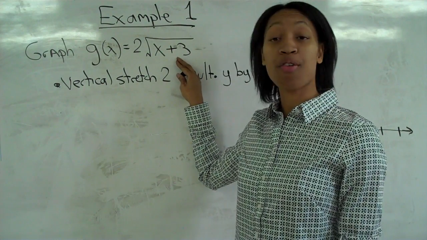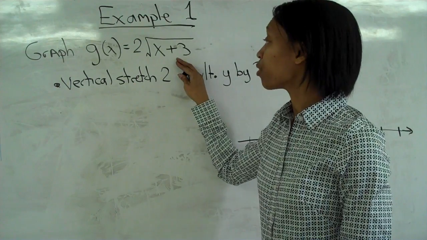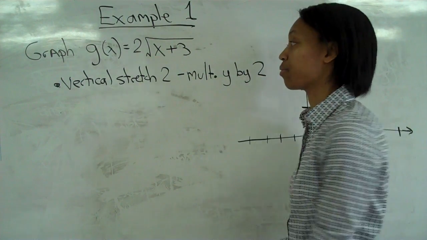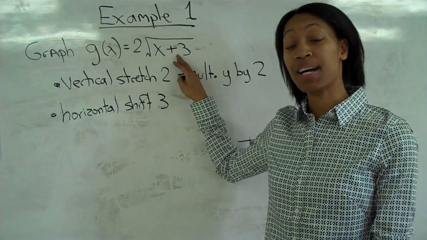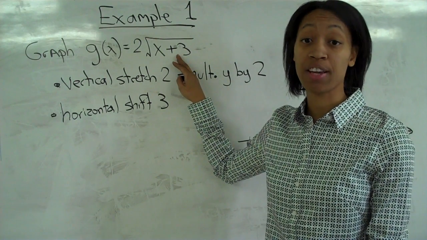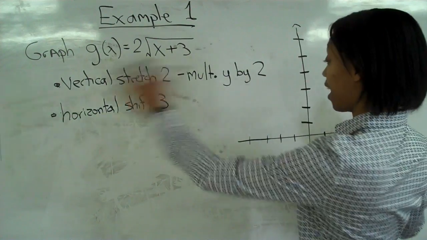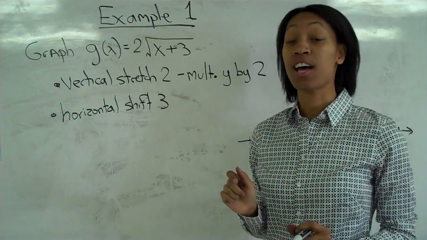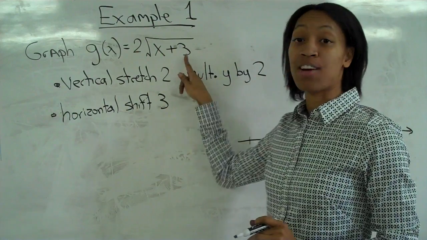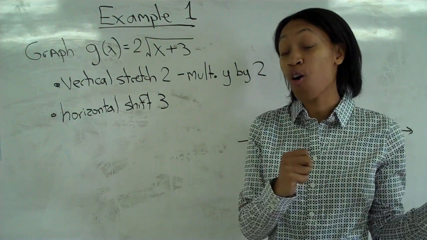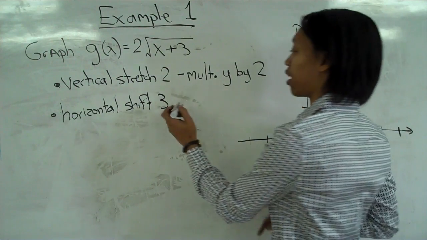Now, what about the 3 on the inside that's been added here? Well, this 3 is a horizontal shift of 3. And because it has a positive in here, the x values are actually opposite. I need to go negative 3. I need to go left 3. So this is going to take all of my x values and subtract 3. It's going to move all my x values 3 to the left.